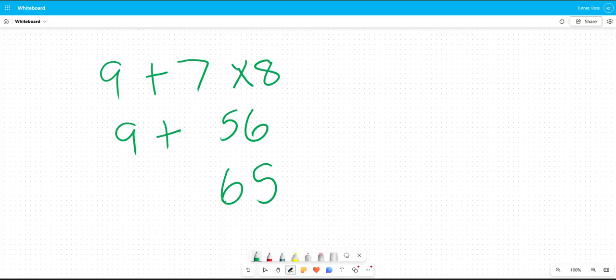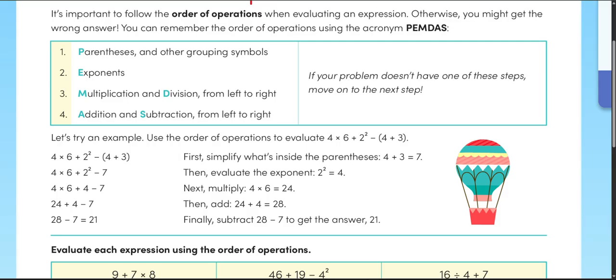We can double check ourselves if we wanted to. We could count on from 9, so we go on 57, 58, 59, 60, that's 4. Then we count on again, 61, 62... Wow, I'm mixing that up. I messed that up, but truth be told, it is 65. So that is our first one.